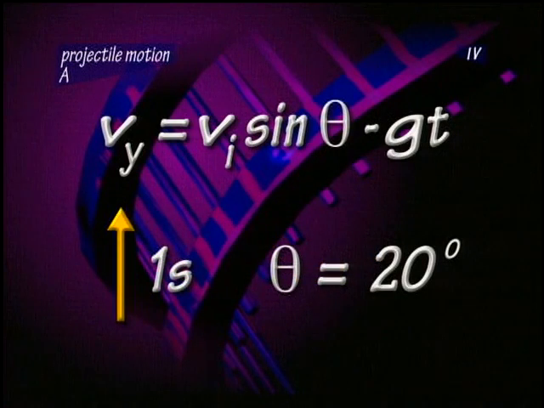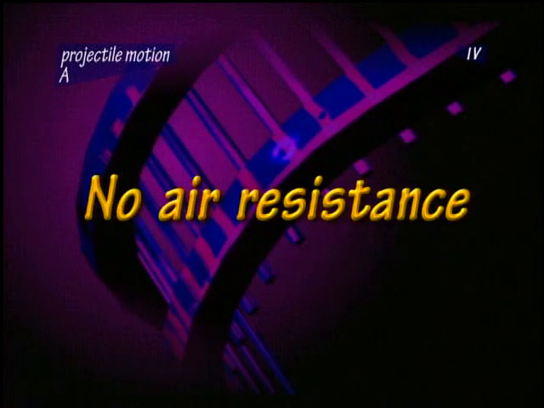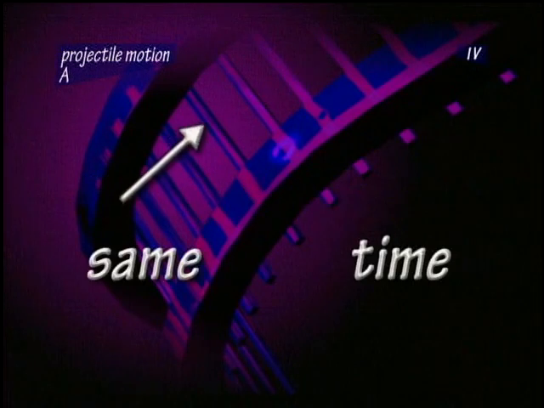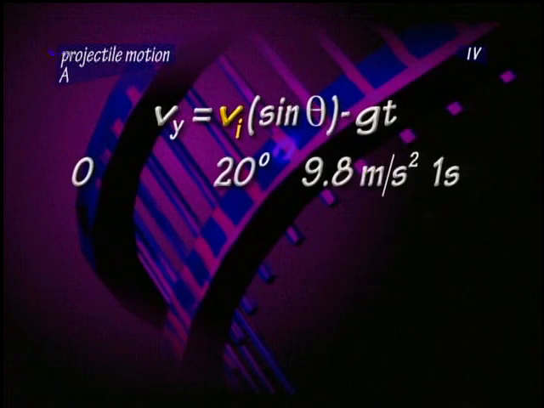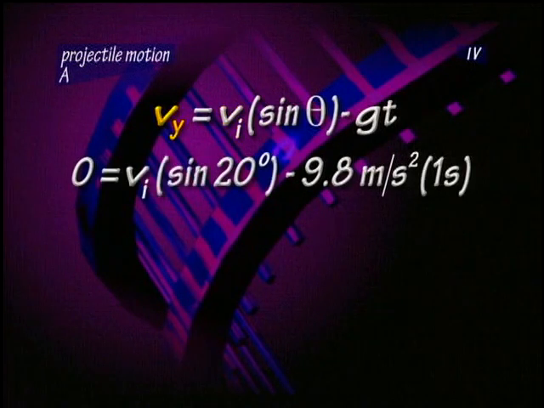But the time in the y direction is 1 second, because in the absence of air resistance, it takes the same length of time for the arrow to rise as to fall. All we have to do is plug in our numbers to solve for v sub i. Remember, v sub y is 0, because when the arrow is at its highest point, its velocity is 0.